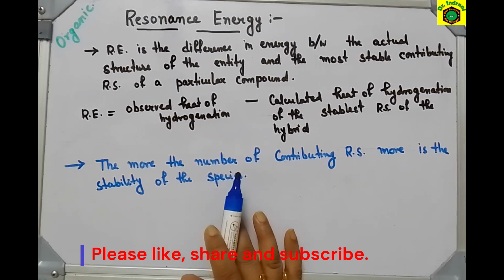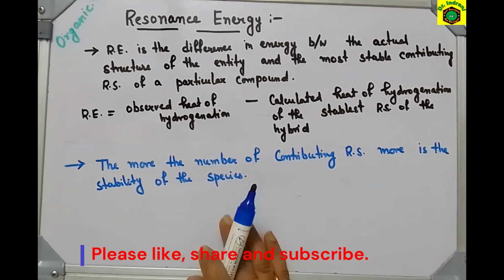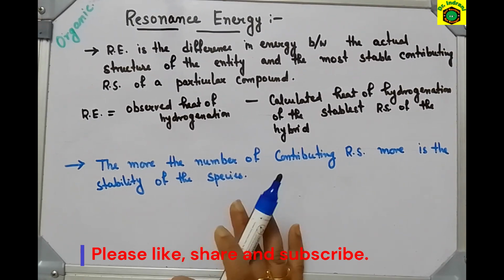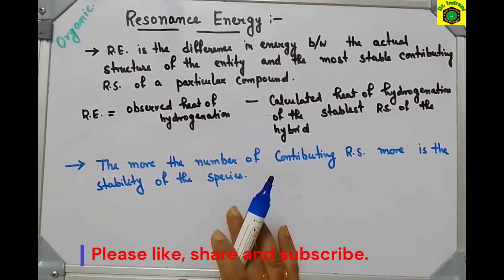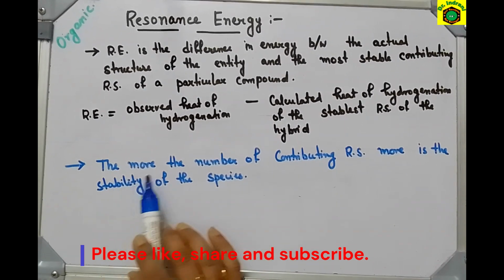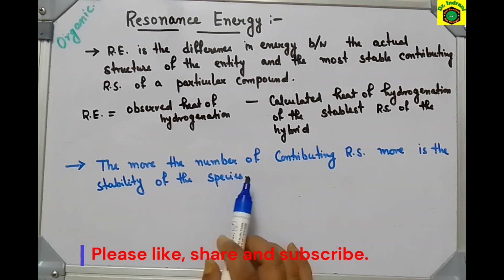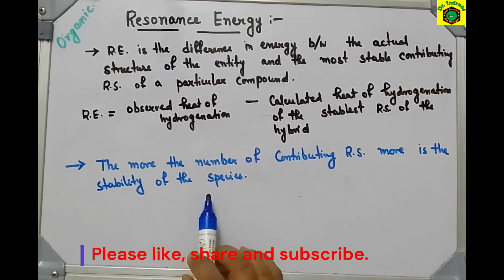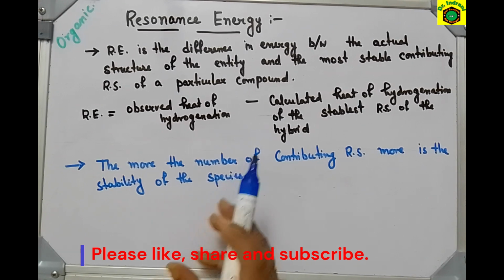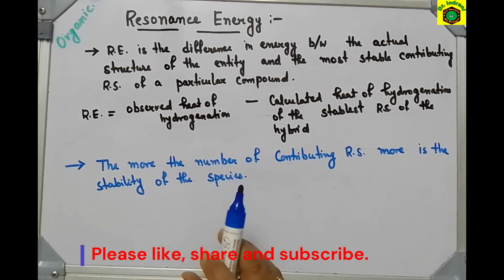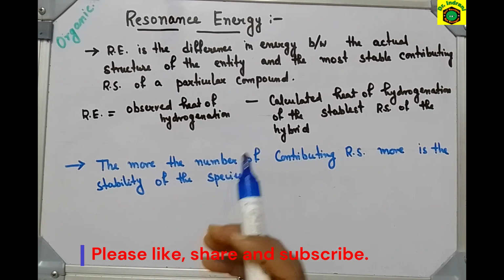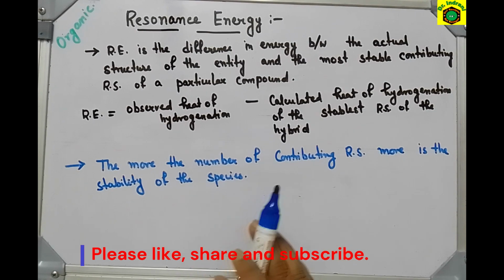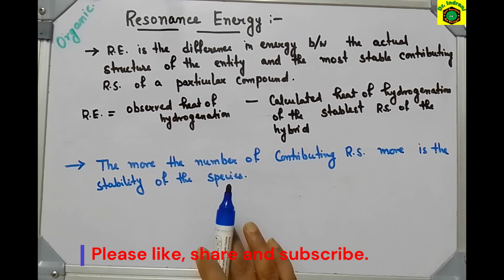We have studied in the last video about contributing resonating structures, how to write them. So you have to remember one point: the more the number of contributing resonating structures, the more is the stability of the species. If one species is having 4 contributing resonating structures, another is having 3, the first one will be more stable.